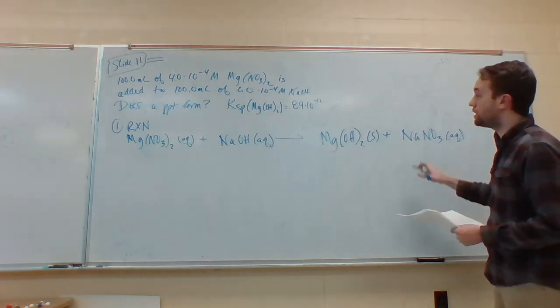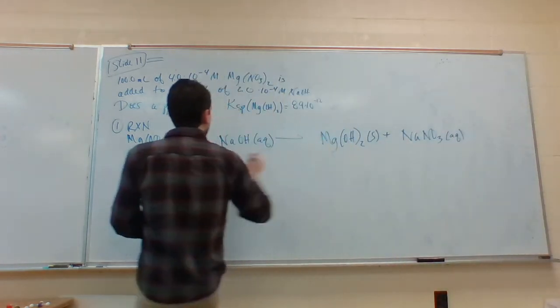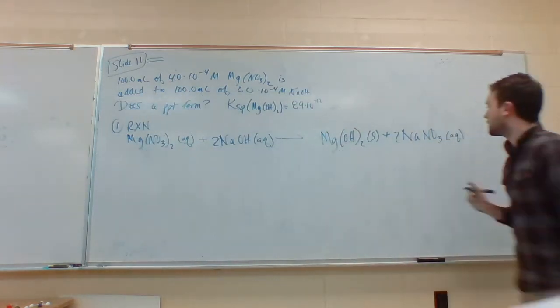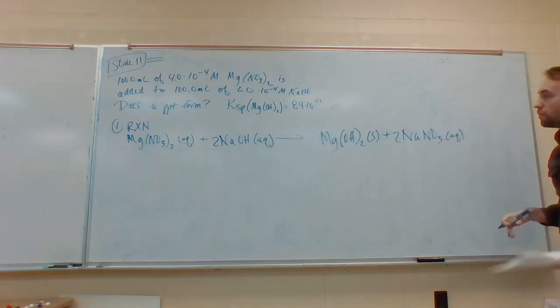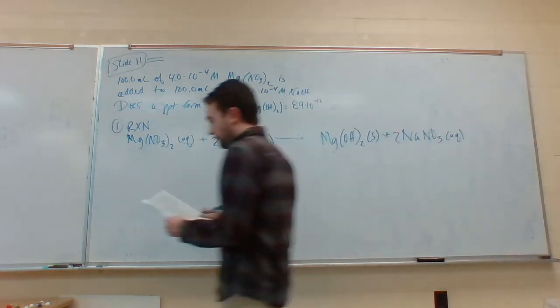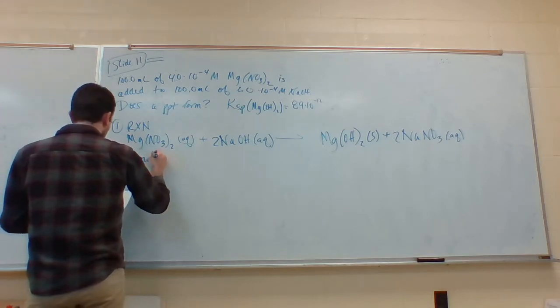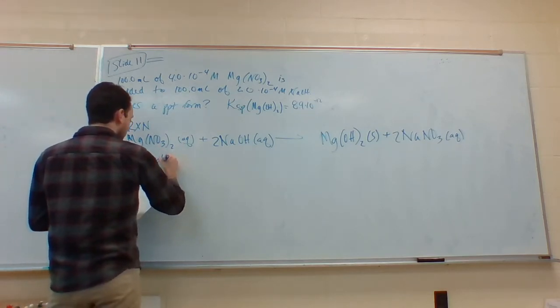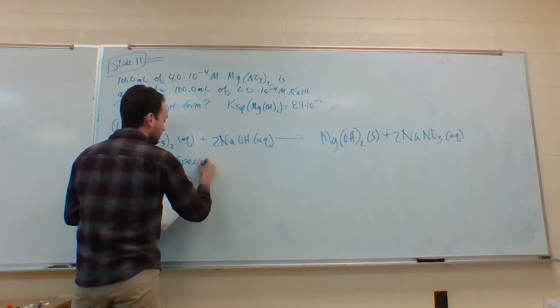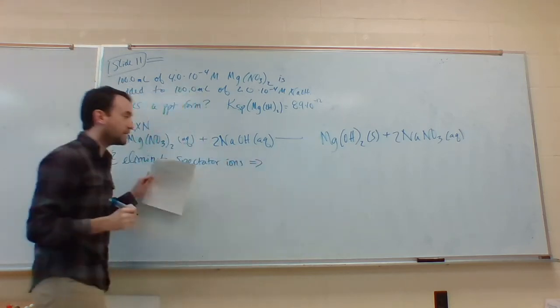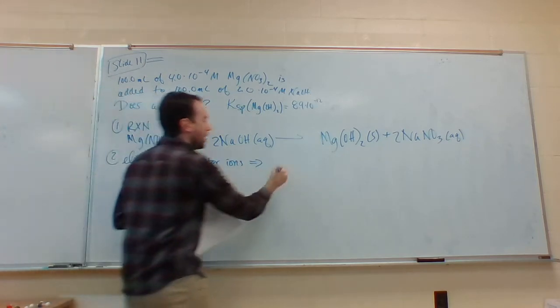The next thing that you'll want to make sure is that you've balanced. So I had 2 hydroxides that I needed, which pushes me up to 2 sodium nitrates. And I think we're balanced now. The next thing that you're going to want to do is eliminate any spectator ions. Essentially, what I'm asking you to do is to write your net ionic equation.